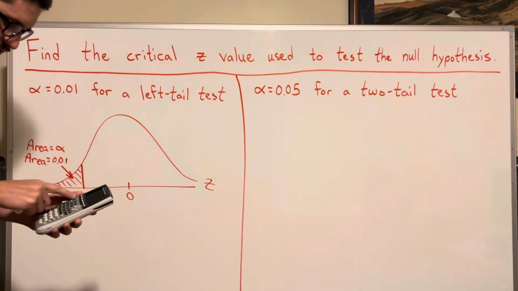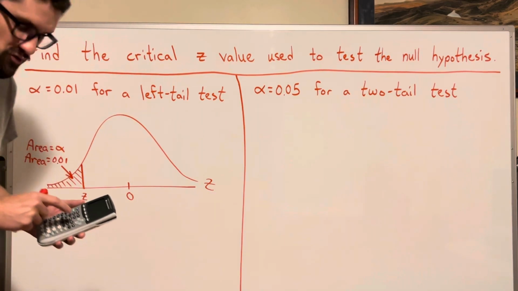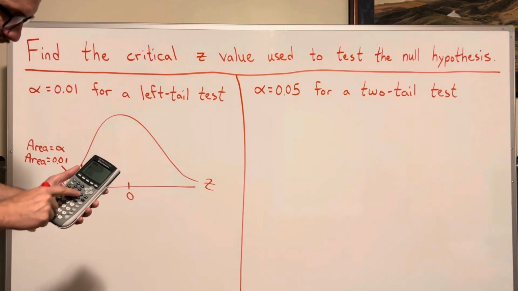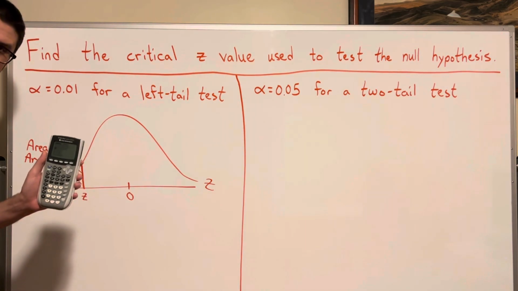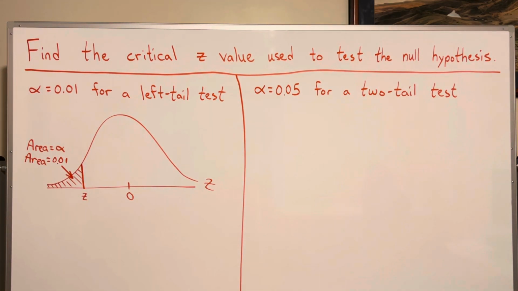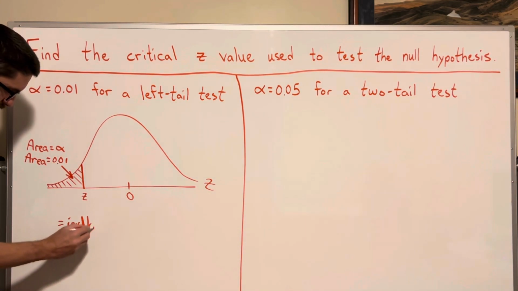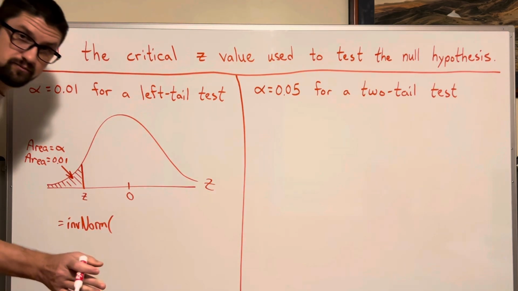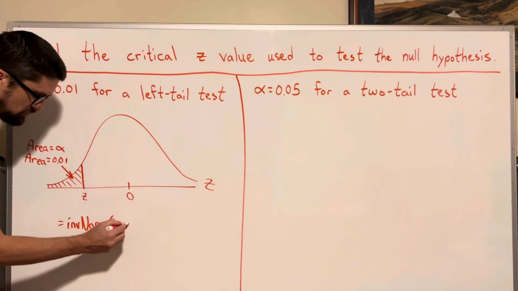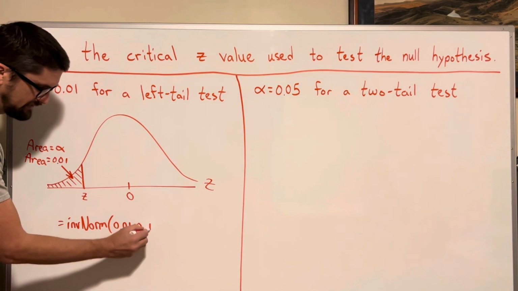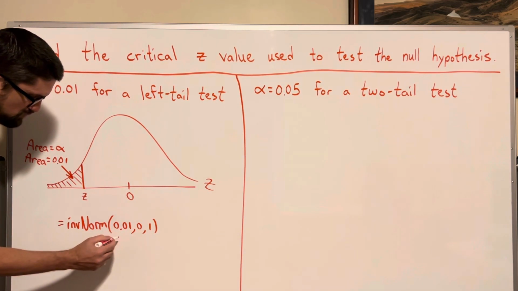You go to distributions and you want to go down to where it says inverse norm. So I had to hit second and then this button to get to the distributions, and then inverse norm is the third one down on the list. Now, most calculators you have to tell the area to the left, which is the 0.01, and then the mean and standard deviation, if you have to fill that in, would be 0 and 1.